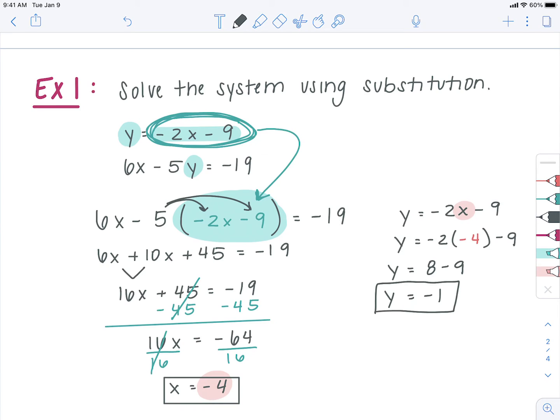Once I have an answer for x and y, then I'm done solving. So I need to make sure I have a solution for x and I have a solution for y before I actually am done with that problem.